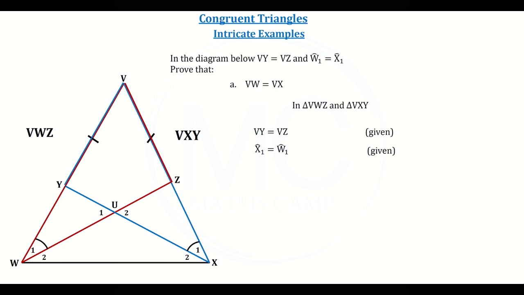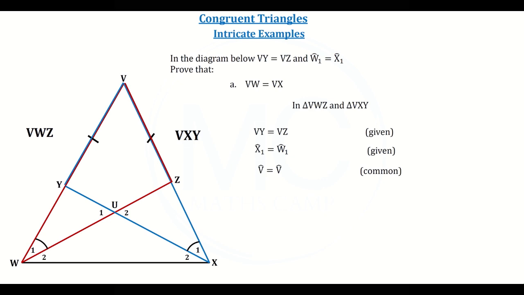We don't have enough information to find another pair of equal sides. So let's look at angles. Angle V up here lies in both triangles VWZ and VXY. It is common to both. So now we can make the statement that angle V is equal to angle V. And we use common as our reason. Now we have two pairs of equal angles and one pair of equal sides.